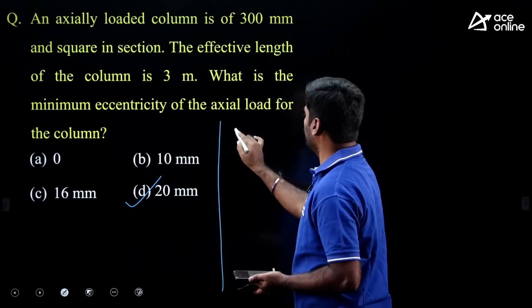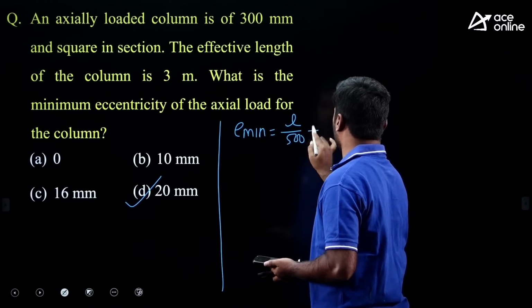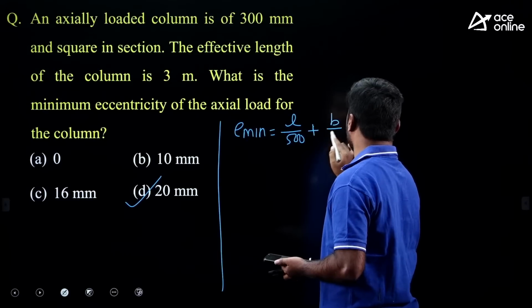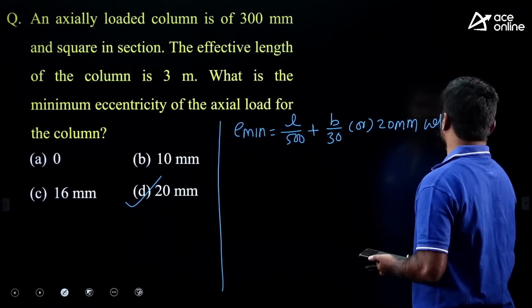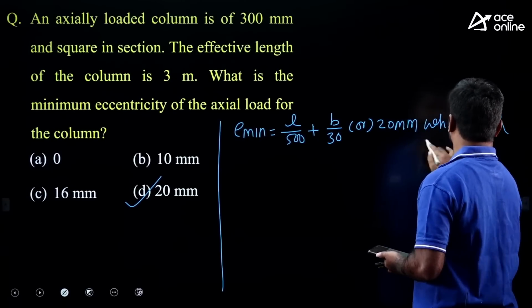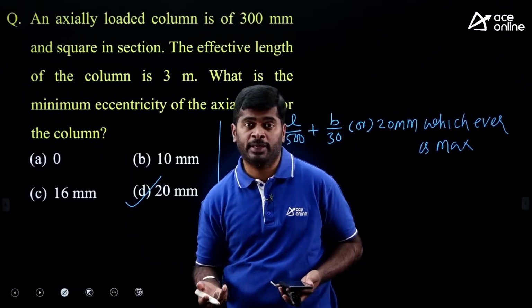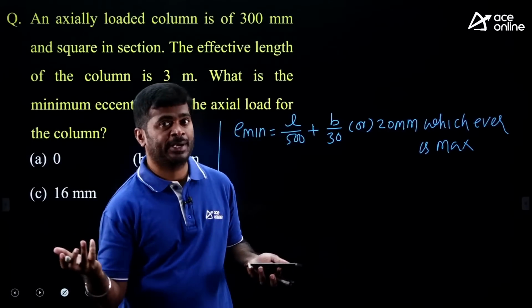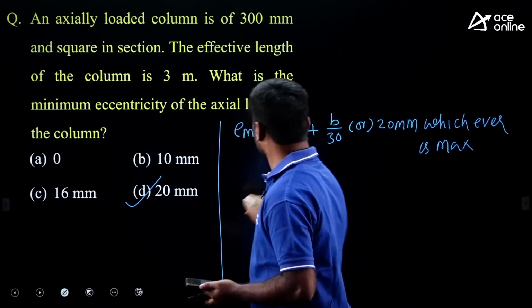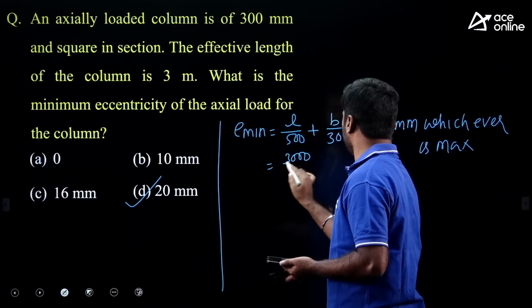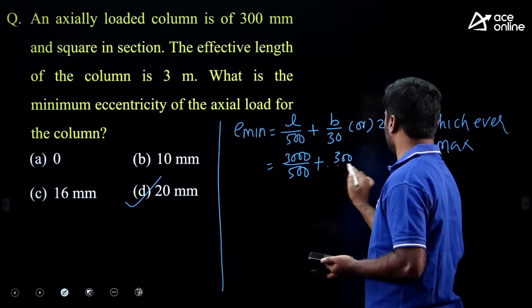If any option given above 20 mm, then I need to think. But here no option is given above 20 mm, then definitely I can pick up the option without any calculation. Suppose if you want to calculate, yes, you can do like this. E minimum equals unsupported length of column upon 500 plus lateral dimension upon 30, or 20 mm, whichever is maximum. In this question, they have not given unsupported length, they have given effective length of the column, but support conditions is not given. So, you need to consider unsupported length as the effective length, that is 3 meters given, write down in mm, 3000 upon 500 plus B given 300 mm, upon 30.